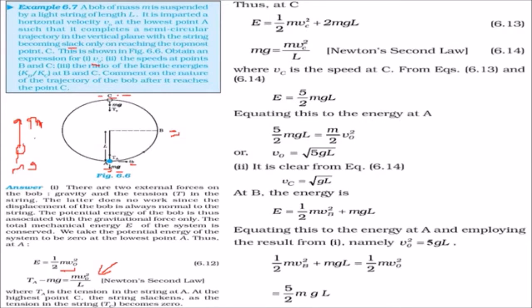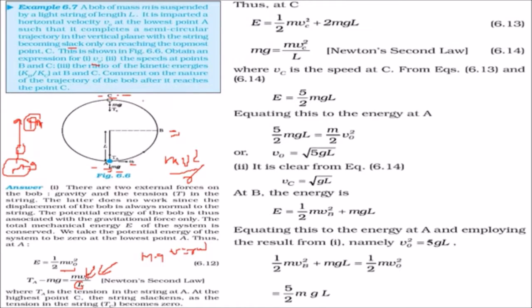And if you take the free body diagram, this TA minus mg will be equal to mv square by L. Now, how has this mv square by L come? This is m into a, the acceleration. V equals R omega, because this is a circular motion. So we know that mv square by R is the value, and R is the length, right? So this is how TA minus mg equal to mv square by L has come. The potential energy is zero at this point. It has only kinetic energy.